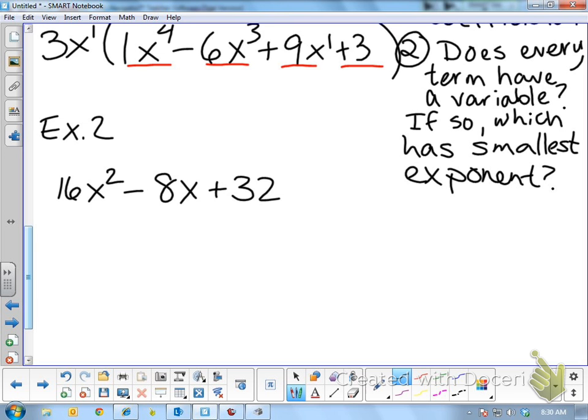So let's start with a number. Is there a number that divides into everything? Ben says 4. Is there any other number that divides into everything? 2. Which one should we pick? Should we pick 2 or should we pick 4? I'm hearing some people say 2, some people say 4.